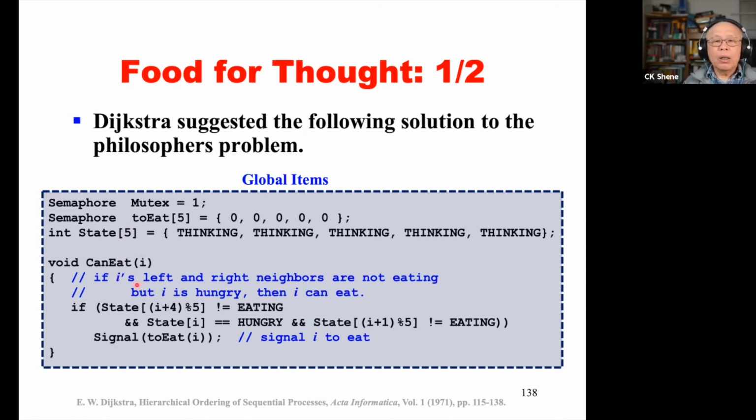The argument i is a philosopher number. When can philosopher i eat? Well, the condition is so simple. Philosopher i can eat if and only if his left neighbor and his right neighbor are not eating. If his left neighbor is not eating, his left chopstick, which is the right chopstick of his left neighbor, is free. If philosopher i's right neighbor is not eating, philosopher i's right chopstick is available.